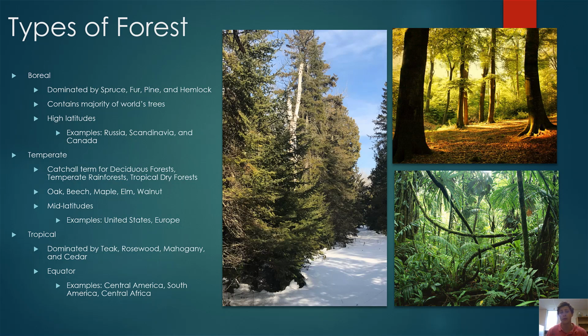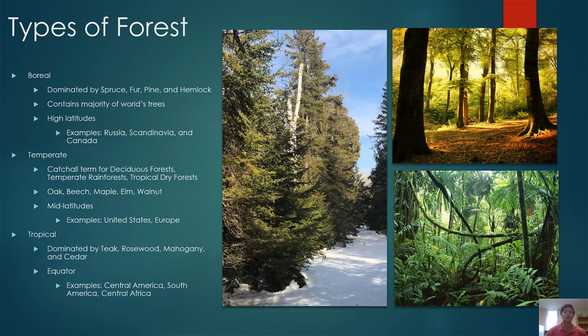Next, we're going to talk about temperate forests. And this is sort of a catch-all term for deciduous forests that we see in the eastern United States, the temperate rainforests that we see in the western northern United States in places like Oregon, and then tropical dry forests that we see in places like India. Now, these are going to have oak trees, beech trees, maple, elm, and walnut trees. They're going to be seen in the mid-latitudes of the globe, in between the equator and the polar latitudes, in areas such as the United States, maybe in Europe, and maybe the southern portions of Africa and South America.